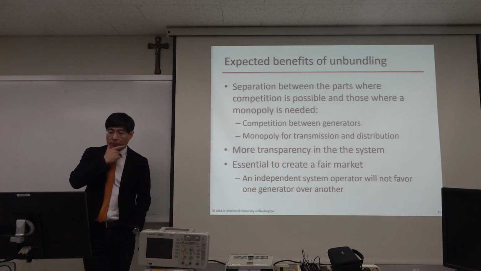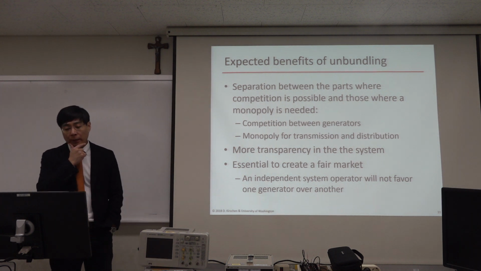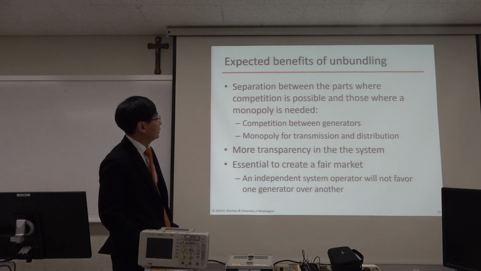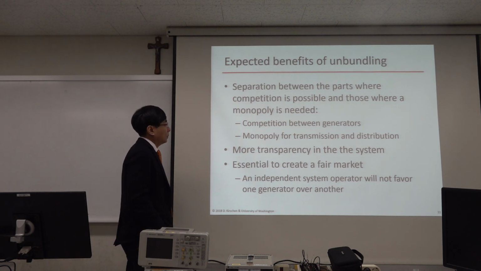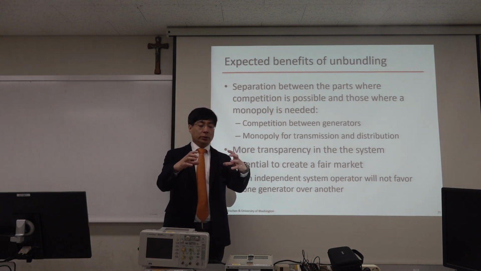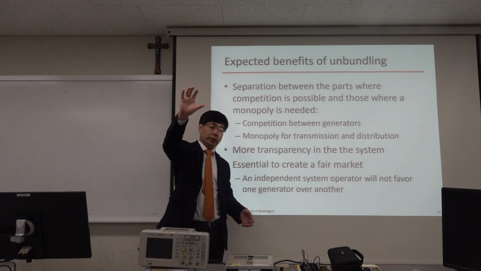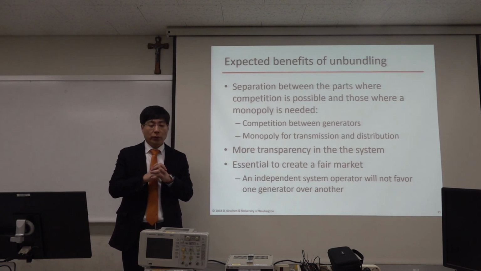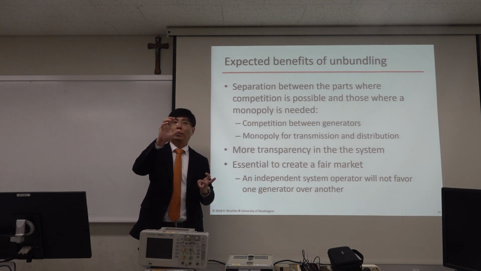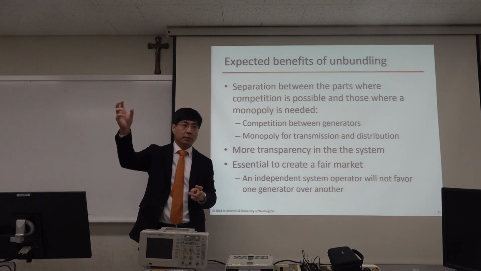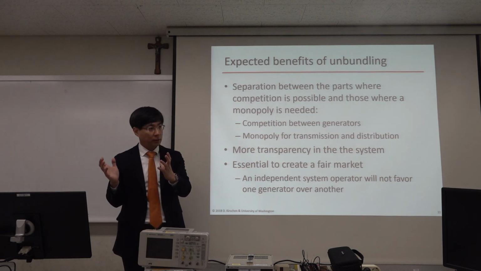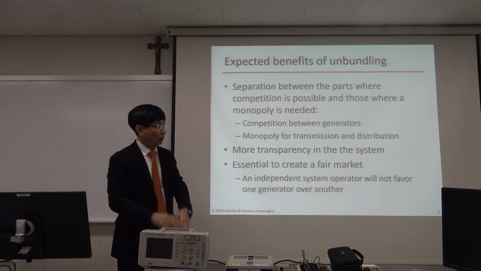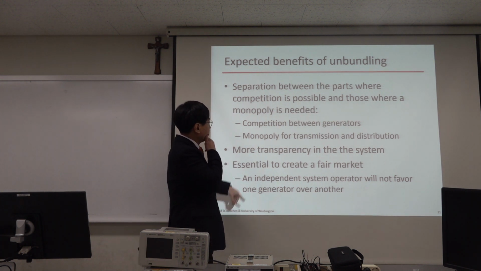Okay. And expected benefits of unbundling continues. The separation between the parts where competition is possible and those where a monopoly is needed. So as I told you, we have many parts: generation, transmission, distribution, and retail. And in the case of privatization, we don't need to privatize all parts. Some parts can be privatized, but some other parts can still be managed by a monopoly company. Okay? So, yeah.